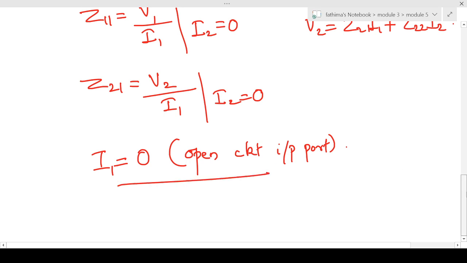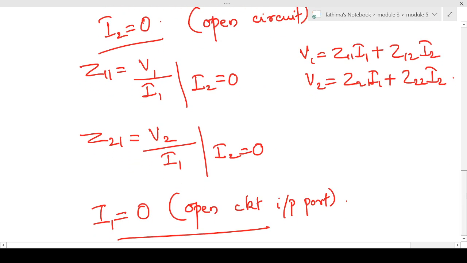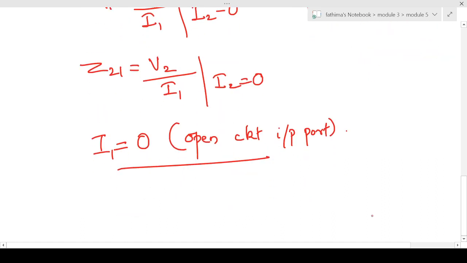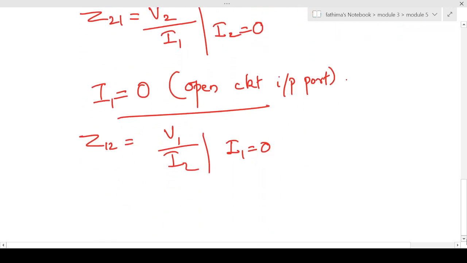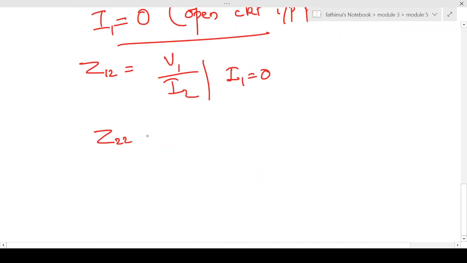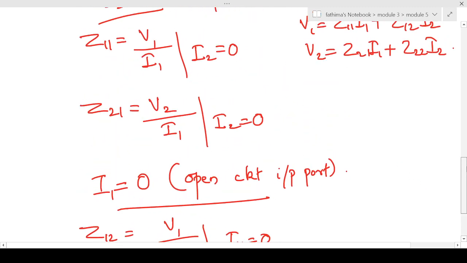So this Z parameter equation becomes V1 is equal to Z12 I2. So from that we'll get Z12. Z12 is equal to V1 by I2 with I1 equal to 0. And next, from the second equation we'll get Z22. So Z22 is equal to V2 by I2 with I1 equal to 0. So this is how we'll find the Z parameters.